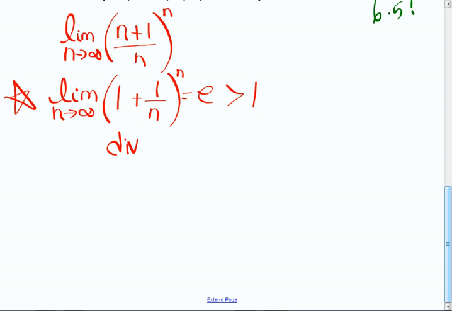You want me to graph it? That's e. Because this is not 1. If that were 1, I'd be okay. And if I had 1 plus 1 over n to the 100th power, the limit as n goes to infinity, that would go to infinity. This is that little border.